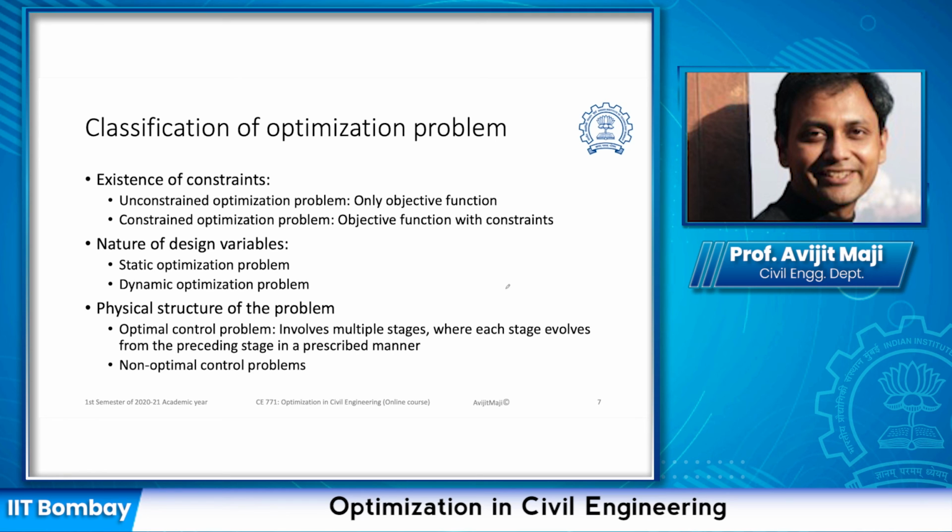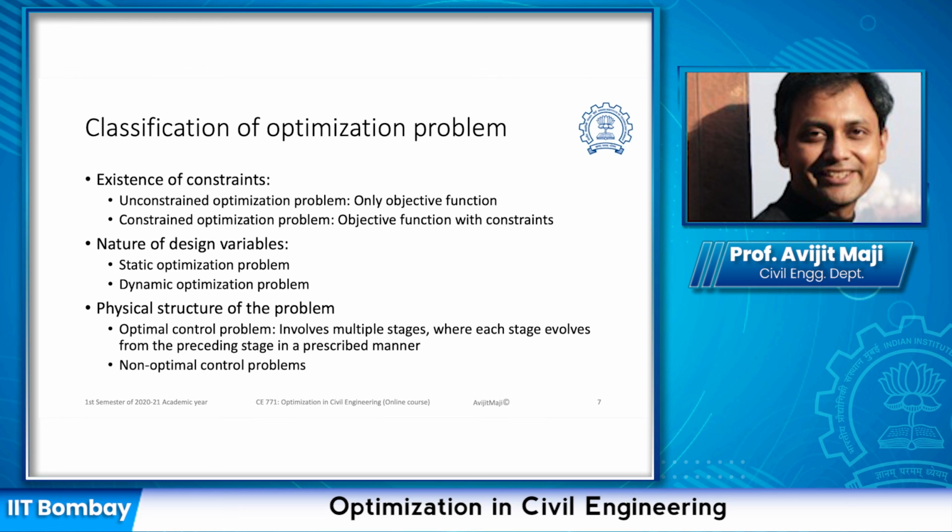Apart from the nature of design variables, optimization problems can be classified based on the physical structure of the problem. Sometimes the problem might have more than one stage, and each stage requires input from the previous stage. A preceding stage will always influence the succeeding stage of the problem. If we have that kind of system, we call it an optimal control problem.